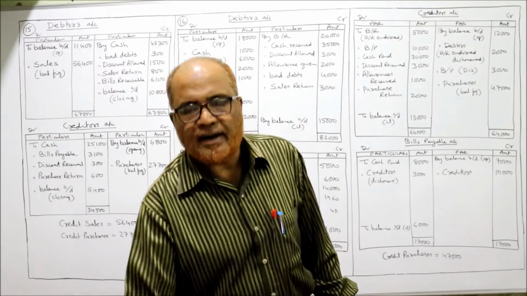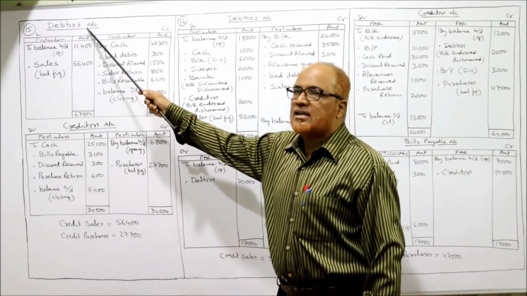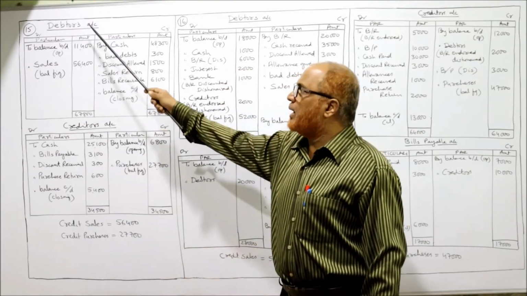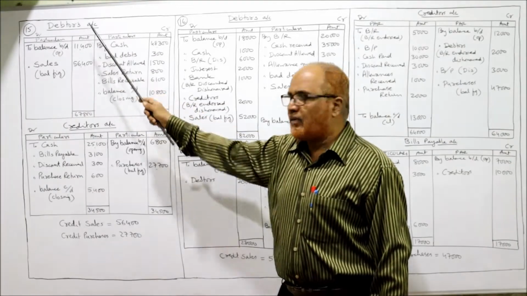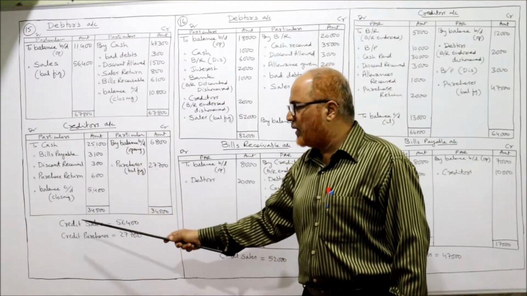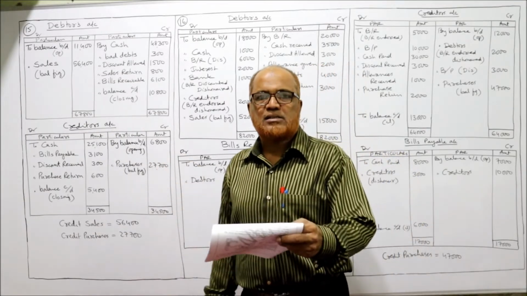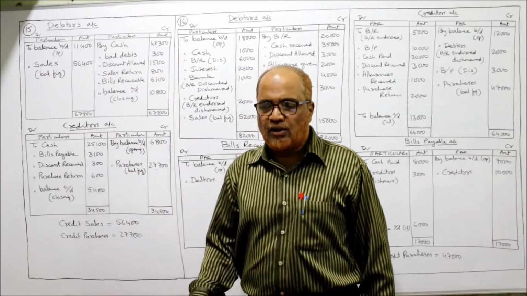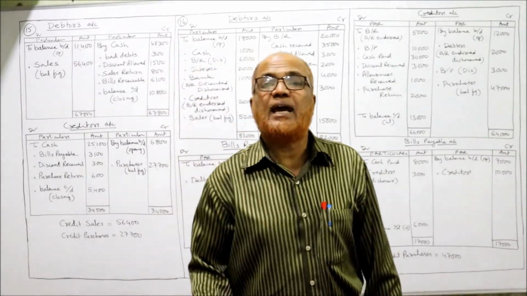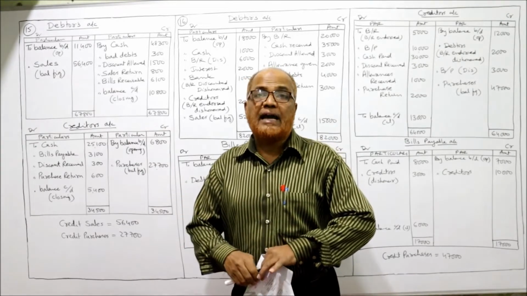Here, opening balances. In order to find out the credit sales and credit purchases, we need two accounts, the debtors account and the creditors account. By making the debtors account, we will get credit sales. And by making the creditors account, we get credit purchases. Remember this. After making these accounts, first of all, we will take the opening and closing balances one by one. Remaining, you have to remember the entries.